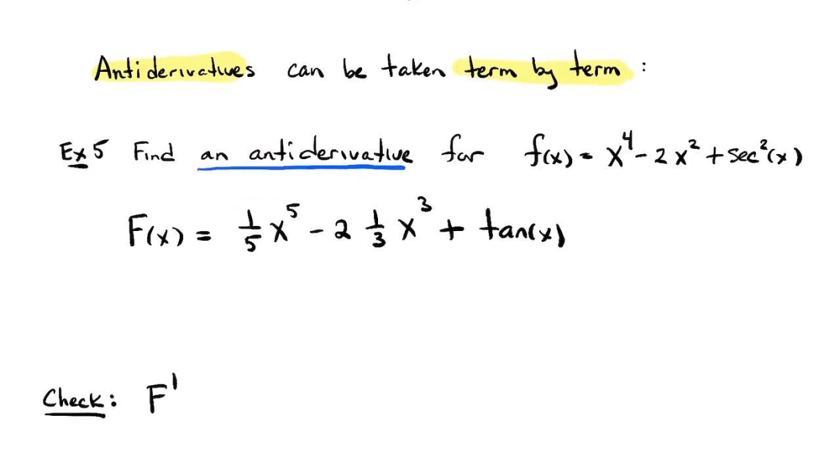Just take the derivative. When you take the derivative of this thing, 5 times a fifth is 1, and you get x to the fourth. 3 times a third is 1, so you get minus 2x squared. The derivative of tangent is secant squared.